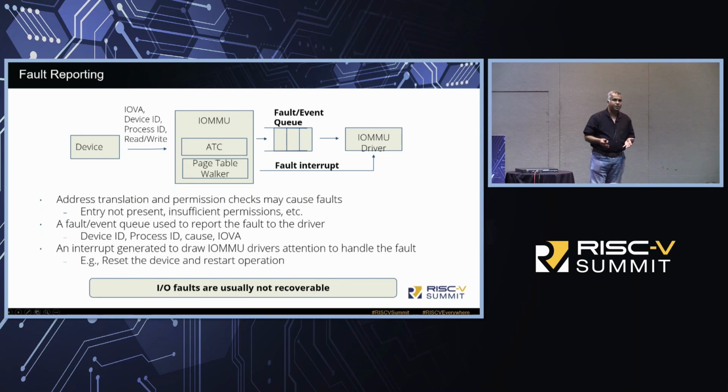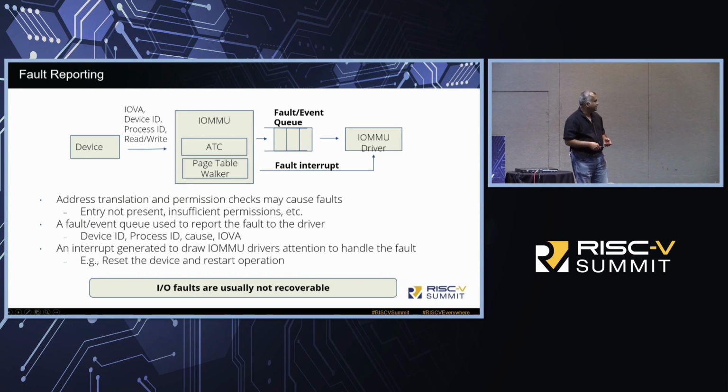unlike the host MMU, where it can cause a trap and invoke a trap handler, the IOMMU has to work in an asynchronous manner. So the IOMMU defines a queue in memory called the fault or event queue. When one of these faults or events occurs, it queues a record into the fault queue, and the record contains information to identify the device, such as the device ID, the process ID, the virtual address that was used for the access, and what type of fault was encountered. The IOMMU then generates an interrupt to the IOMMU driver.